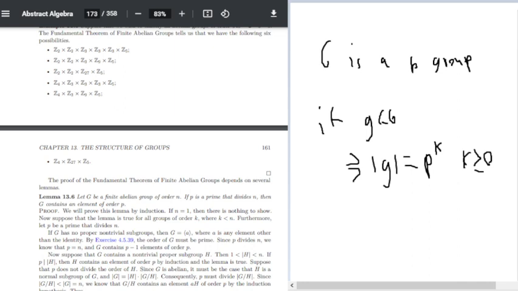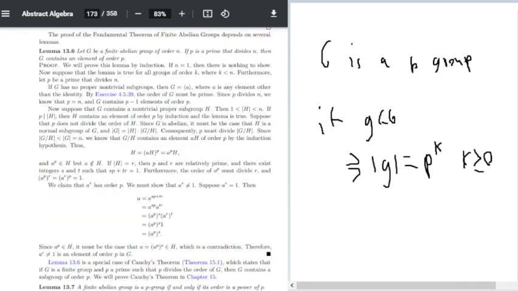The proof of the fundamental theorem of finite abelian groups depends on several lemmas. Here's the fun stuff. Lemma 13.6. Let G be a finite abelian group of order n. If p is a prime that divides n, then G contains an element of order p. This is something I love. Okay, proof.